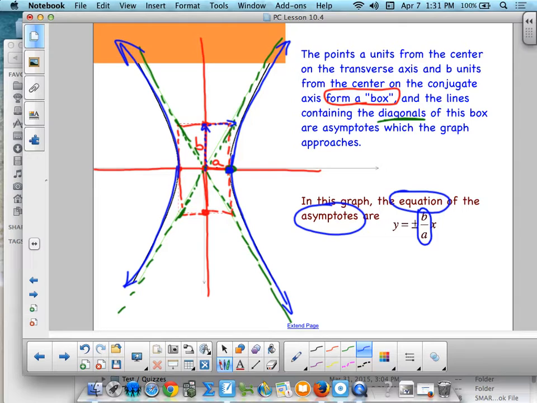Okay? How about this asymptote going down? That'd be what? How far down did I go? Yeah, that's your negative b over a. So once you find the slope, you actually found both slopes. Positive b over a, negative b over a.